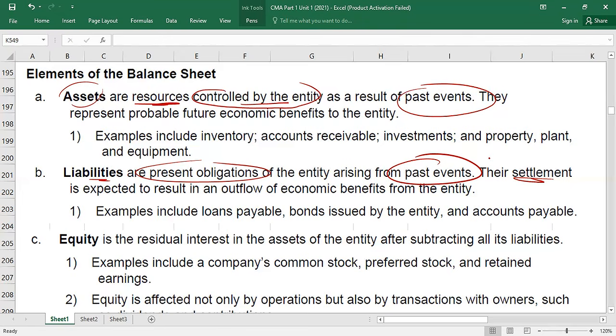Now again, is it current or non-current? Again, you have to select the longer one: one year or the operating cycle, whichever is longer. Any liability which will be settled within the longer period will become current, and any liability which will be settled beyond the longer period will become non-current. Clear? Got it?